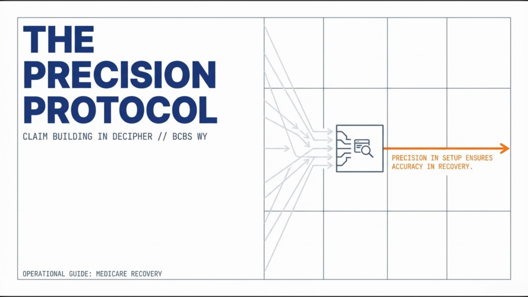That document with the magnifying glass? That's you, diligently reviewing, cross-referencing, ensuring every single detail is perfect. This isn't just data entry, it's data crafting. Because here's the absolute truth, gang. Precision in setup ensures accuracy in recovery. Think about it. Sloppy input, missed details, that doesn't just mean a rework, it means lost dollars in recovery. And we don't do lost dollars, do we? Every step here, from the initial data intake to that final review in Decipher, has to be executed with laser precision to guarantee those accurate recoveries.